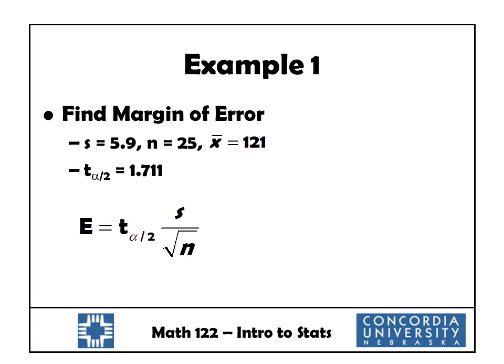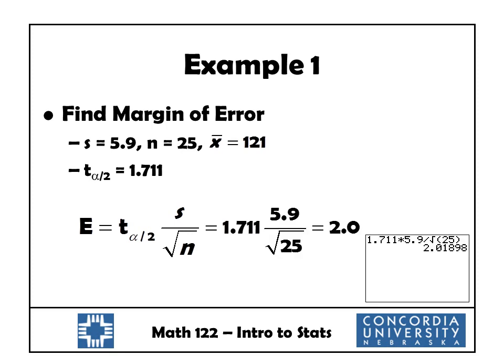So there's all the numbers I need. My sample standard deviation of 5.9, n is 25, x bar is 121. Plug in my numbers, 1.711 times 5.9 divided by square root of 25. And there on the right hand side you see the calculator commands, and our margin of error is 2.0, rounded off to 1 decimal point.